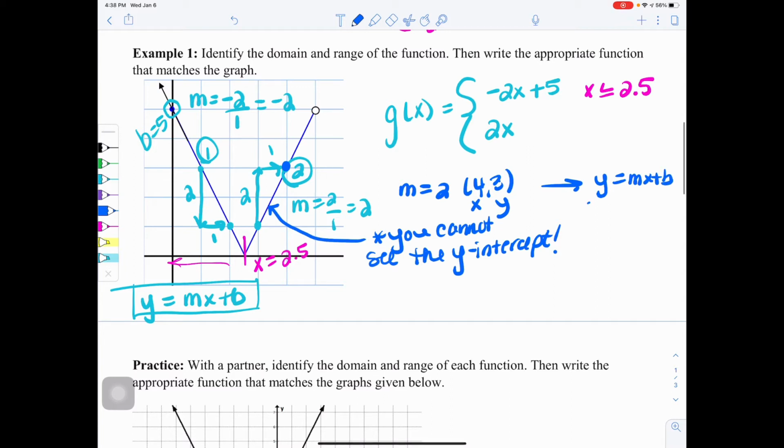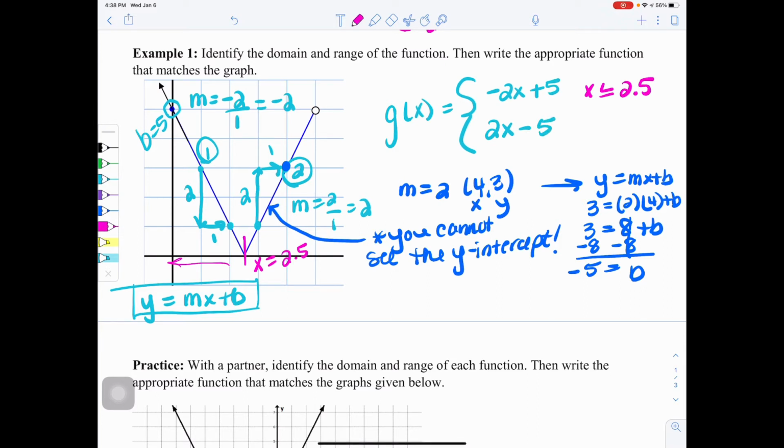We know y is 3 from the coordinate. We know the slope is 2 because we already found it. We know x is 4 from the coordinate, and we are looking for b. So 3 = 2 times 4, which is 8, plus b. I would need to subtract 8 from both sides to get my b value of -5. So now I can go back up and make this 2x - 5.